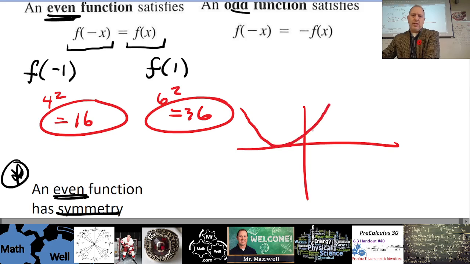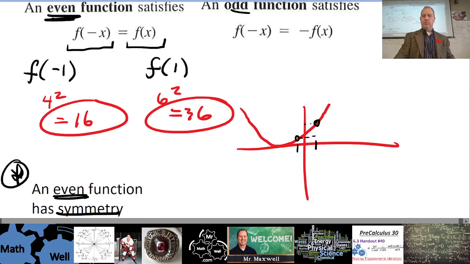Okay. So we've got -1 here, which has a value of 16, and +1 has a value of 36. See how it's way higher? So that does not give us a symmetry about the y-axis. These values should be the exact same if there's going to be symmetry. Because they're not the same, we know that it's not symmetrical about the y-axis.